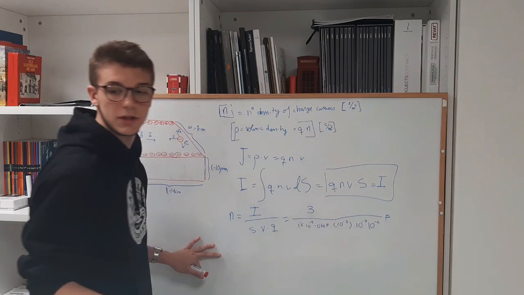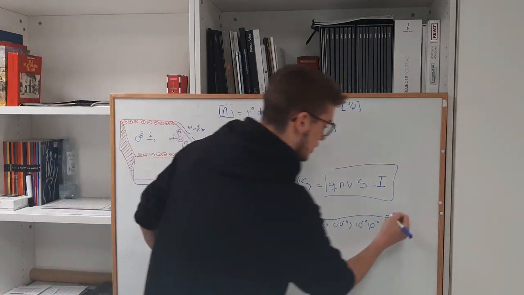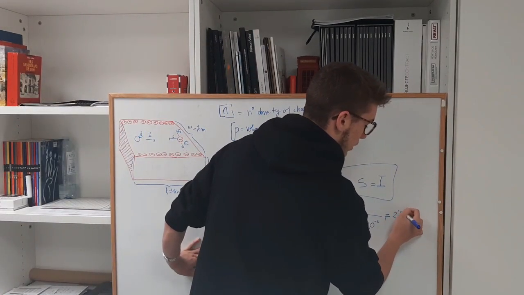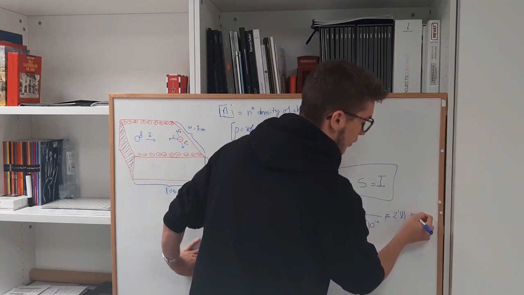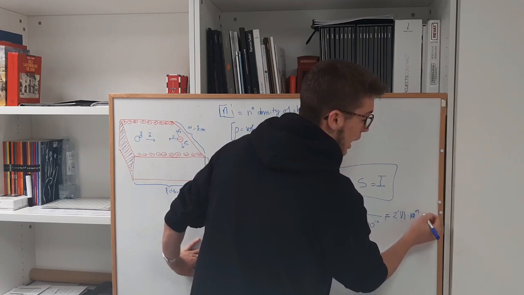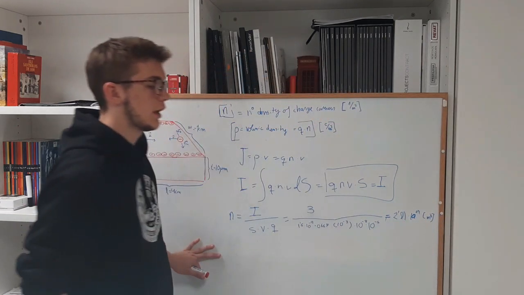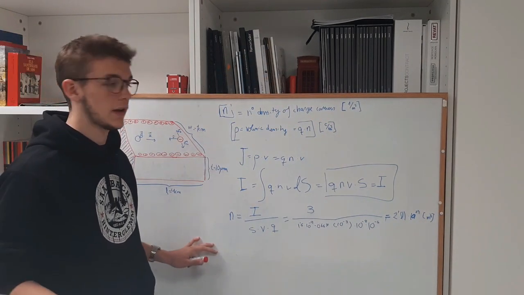We can now just substitute and we will get the result, which is 2.81 times 10 to the power of 29 per cubic meter, which is the international unit.